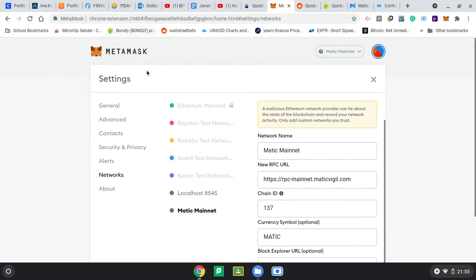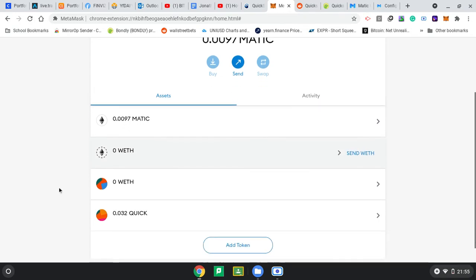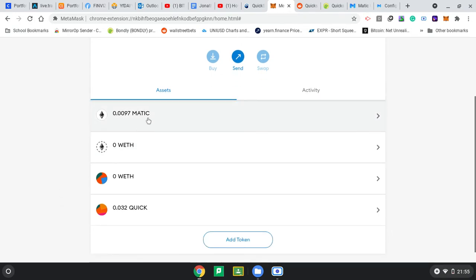can go back, so click home. Now I've already done it, but you would have seen I sent my ETH, and it would have been here, so it'd be wrapped ETH here. Before, I tried to add the wrapped ETH, but adding it didn't work. It will come by itself.